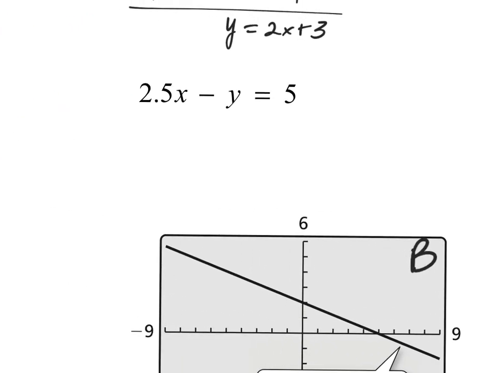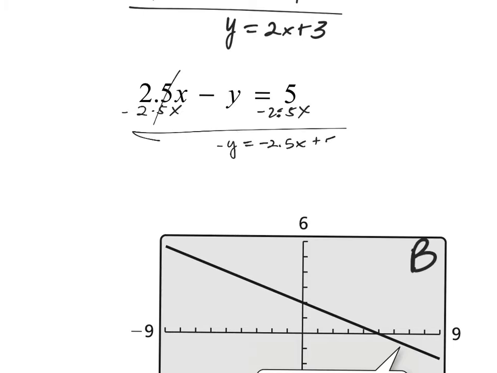Over here, minus 2.5x. Negative y is equal to negative 2.5x plus 5. Divide by negative 1. Y is equal to 2.5x minus 5. So our slope is 2.5, in fraction form 5 halves.